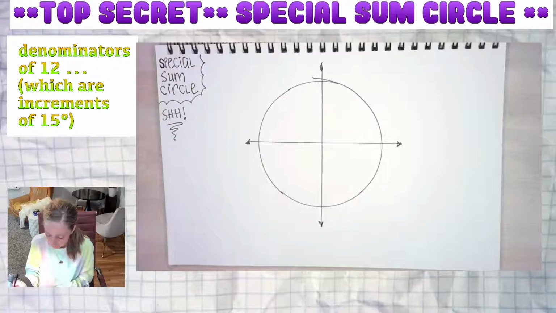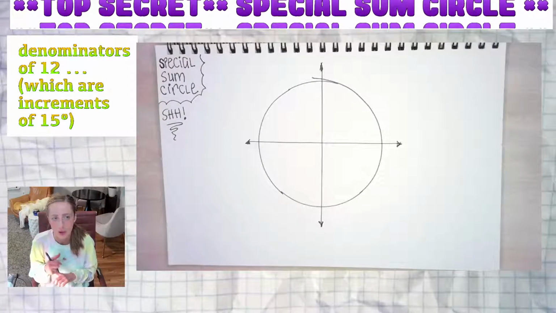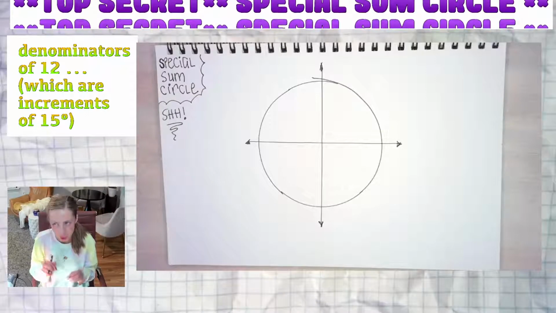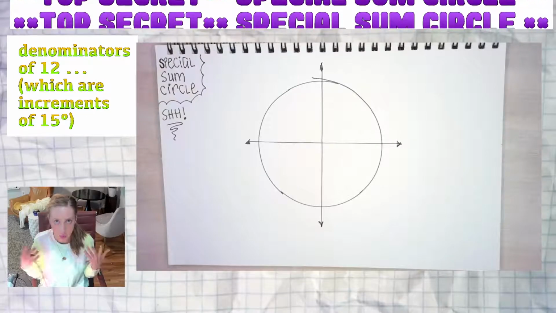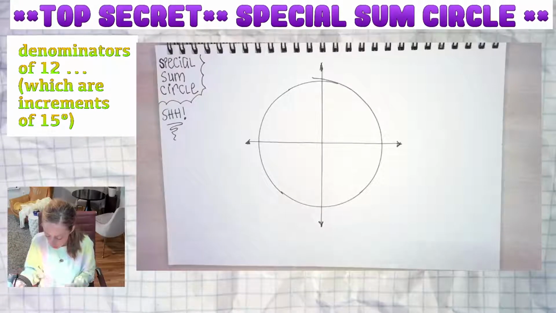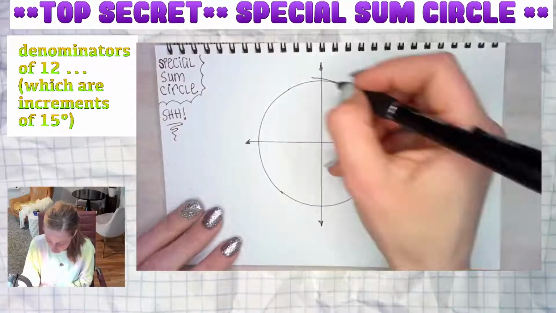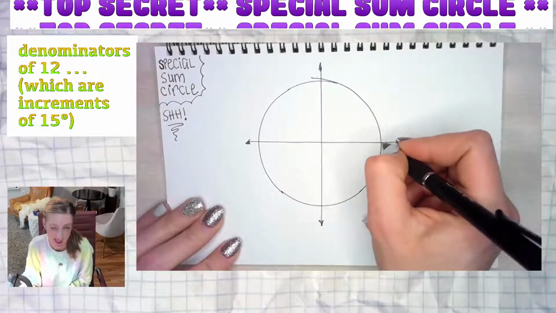Okay. Now, what we're going to do, as in the box above my head, we're going to do denominators of 12, which are increments of 15 degrees. Those are the angles that you're really going to see in radians when you are given an angle sum or difference identity question. So 15 degrees, well, if you think about it, the whole circle around is 360.